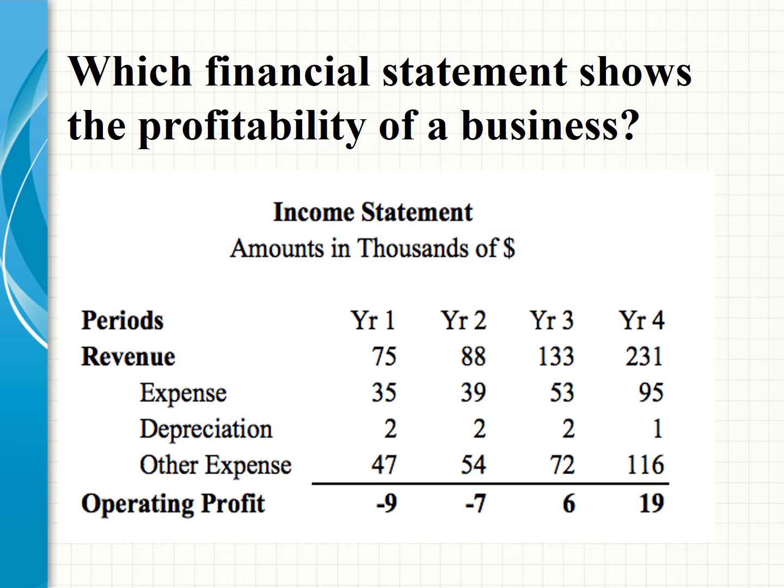Please remember, revenue is an important factor in determining the profitability of a business. As you can see in this example, revenue grew year over year from $75,000 in year 1 to $88,000 in year 2, to $133,000 in year 3, and to $231,000 in year 4. Therefore, the business was able to reduce its loss in year 2 and generated profit in year 3 and year 4. Understanding the key factors determining profitability assists leaders in developing an effective profitability strategy for their business.